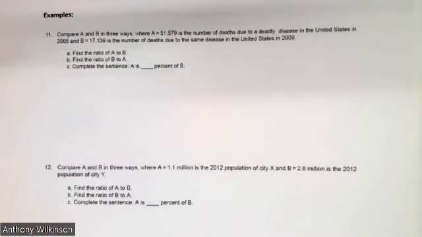So number 11 is this: compare A and B in 3 different ways, where A is 51,579. That's the number of deaths due to a deadly disease in the United States in 2005, and B is equal to 17,139. That's the number of deaths due to the same disease in the United States in 2009. So in part A, we want to find the ratio of A to B.